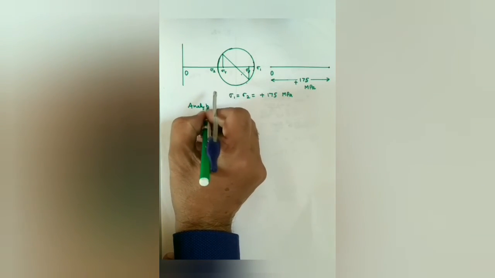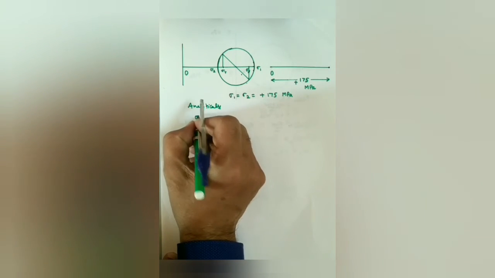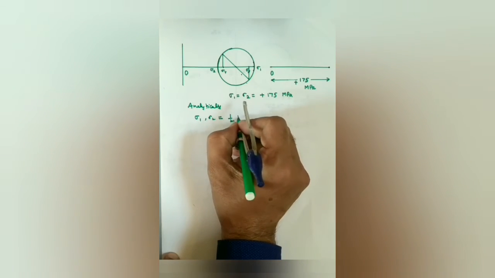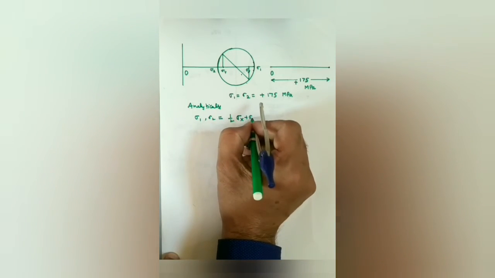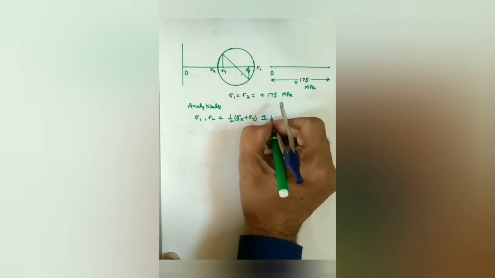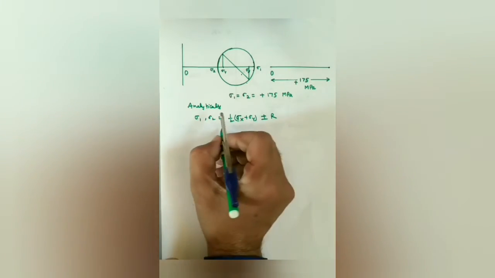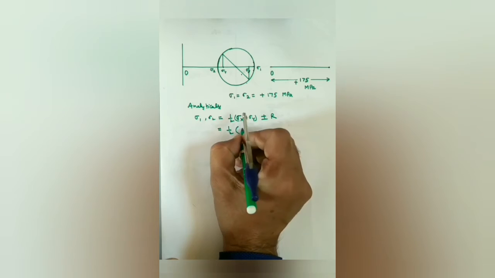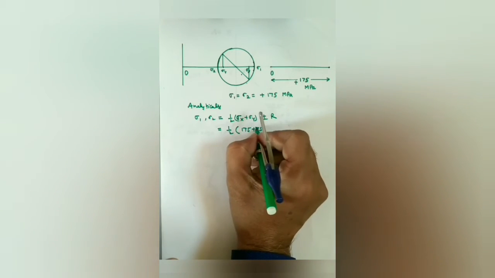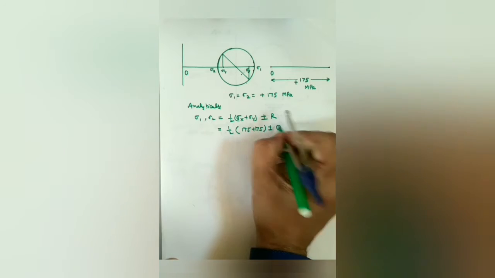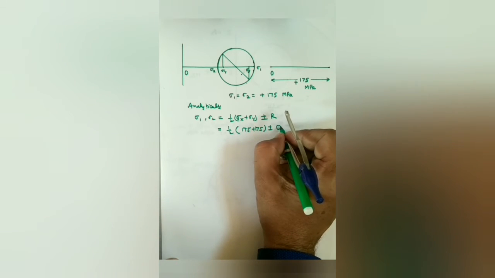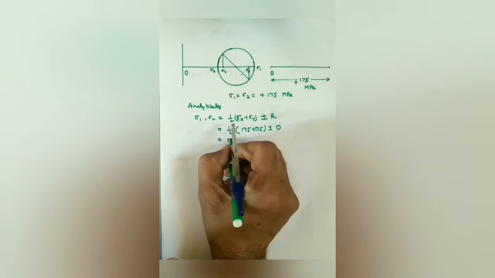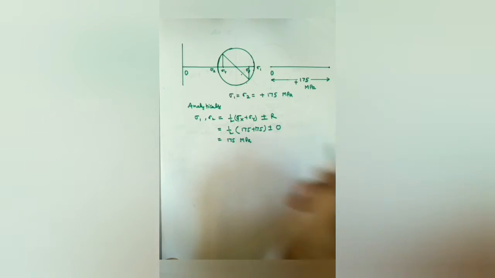Analytically, we know that sigma 1 and sigma 2 are given by 1 by 2 (sigma x plus sigma y) plus minus R, where R is the radius of the Mohr circle. So sigma 1, sigma 2 will be 1 by 2 (175 plus 175) plus minus 0, since the radius of the Mohr circle is 0 as it is a point. So we get sigma 1, sigma 2 equal to 175 MPa.